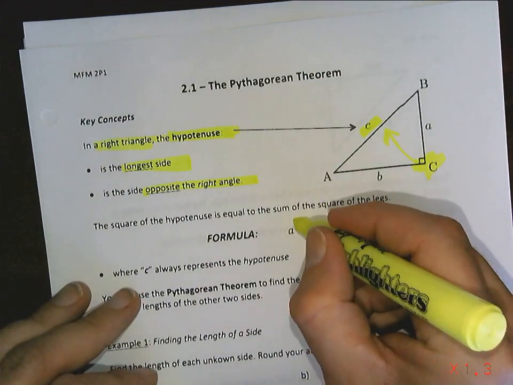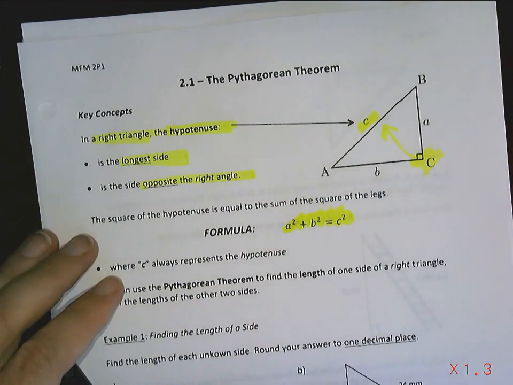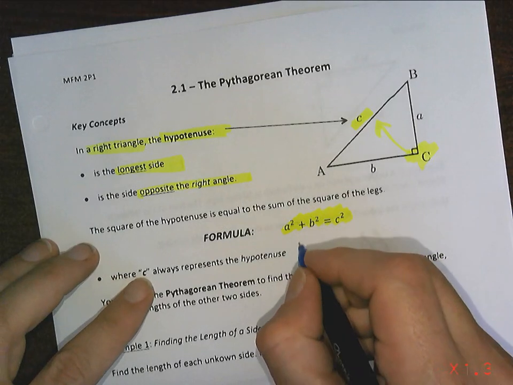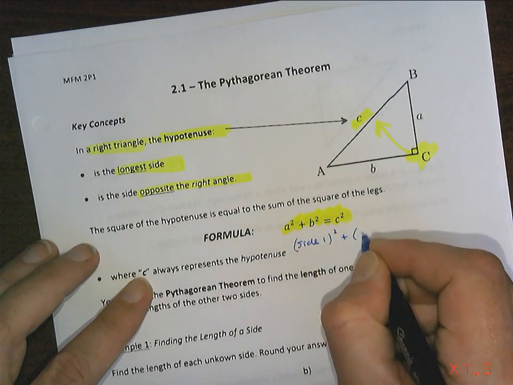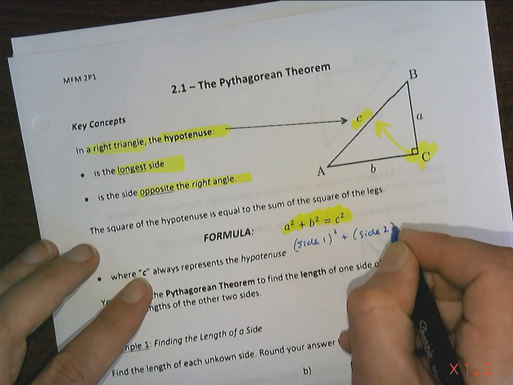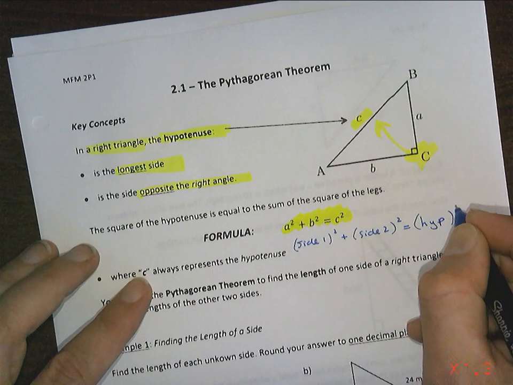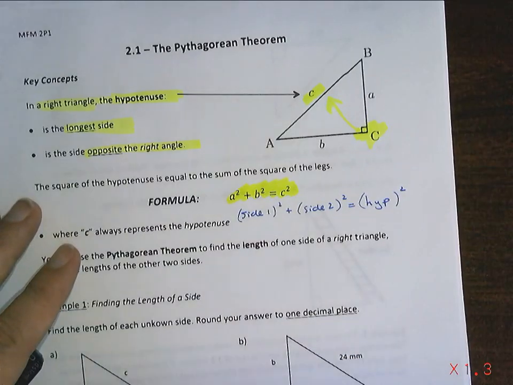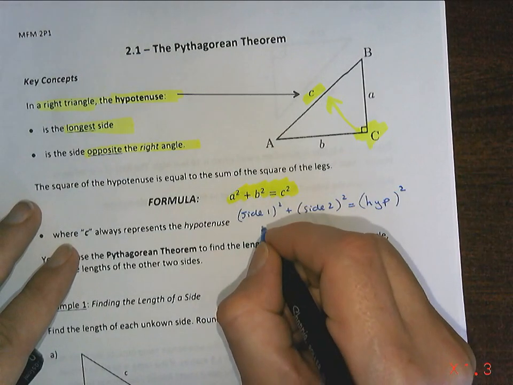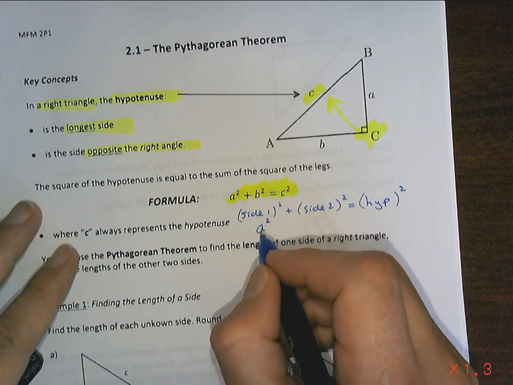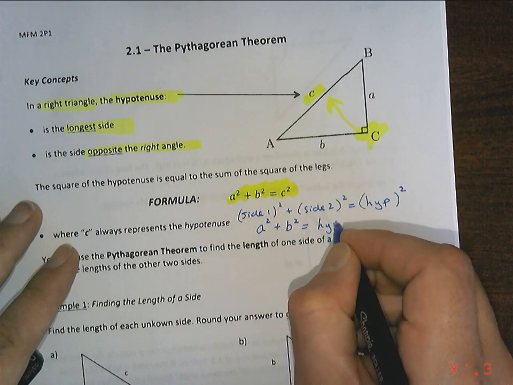Here's the formula that they always teach you. I think it stinks. I think this is a much better formula. Side 1 squared plus side 2 squared equals hypotenuse squared. Now I also know you're not going to spend the time to write that out all the time. So I will say, why don't we do a squared plus b squared equals hypotenuse squared.